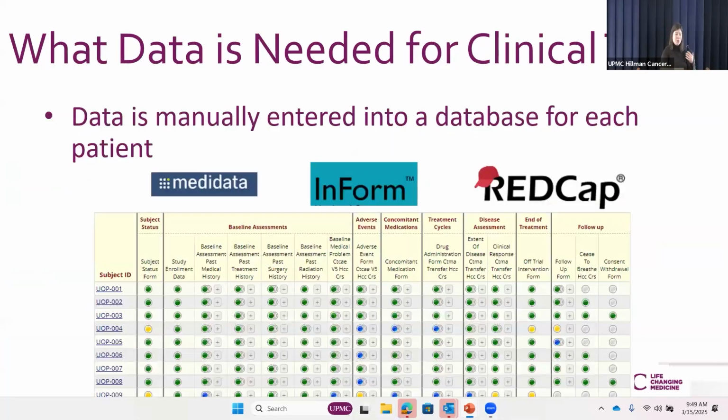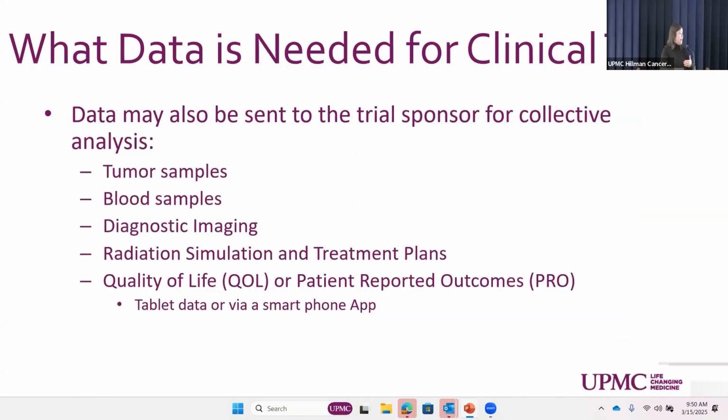So what do we do with this data? We enter it into a database that is then analyzed. We have many different types of databases we use to collect our data. Medidata Rave is one, Inform is another common one. REDCap is the screenshot you see here, and this is what we use for our internal UPMC trials, the ones that our doctors write. We also might send information to a sponsor for collective analysis as well.